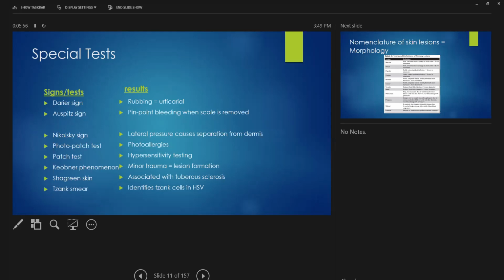The Koebner phenomenon results in a lesion forming at a site of minor trauma. There's shagreen skin, which is associated with tuberous sclerosis. It's a type of skin morphology that is associated with tuberous sclerosis. And then another high yield is the Tzanck smear, which identifies Tzanck cells, which are associated with herpes simplex virus.